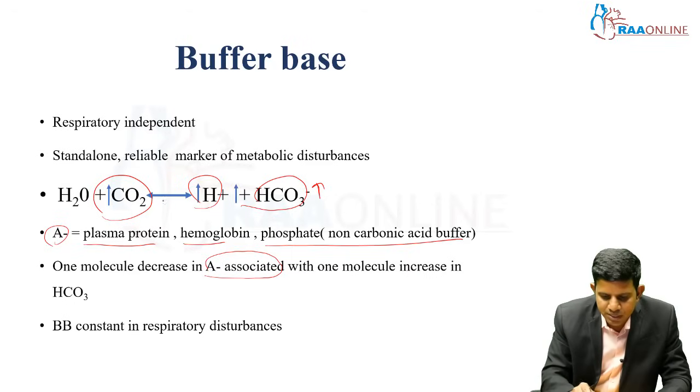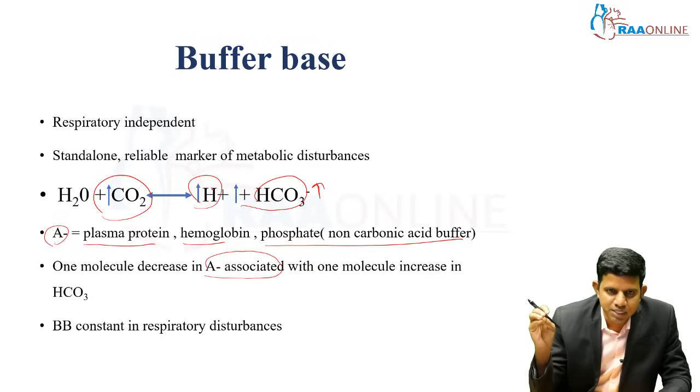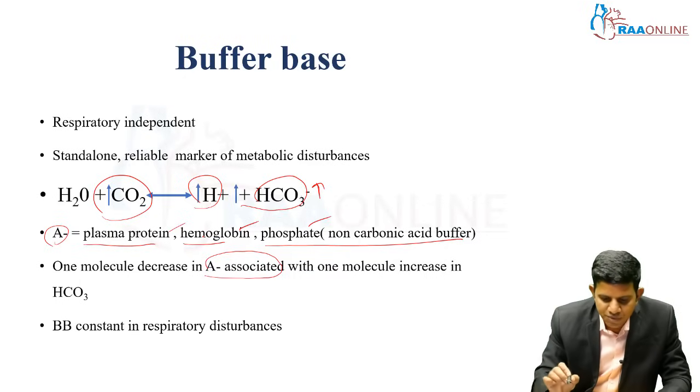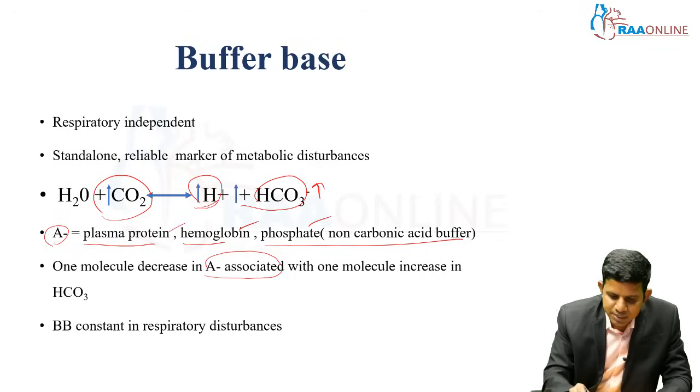For example, if PCO2 increases, my H plus and bicarbonate ions are increased. The bicarbonate cannot neutralize this H plus ion. So respiratory acidosis is buffered by the non-carbonic acid buffer system. In respiratory acidosis, the increased acid is neutralized only by plasma proteins, hemoglobin and phosphates, mainly by hemoglobin. If PCO2 increases, it increases one molecule of H plus and one molecule of bicarbonate. My non-carbonic buffer system goes and neutralizes this.